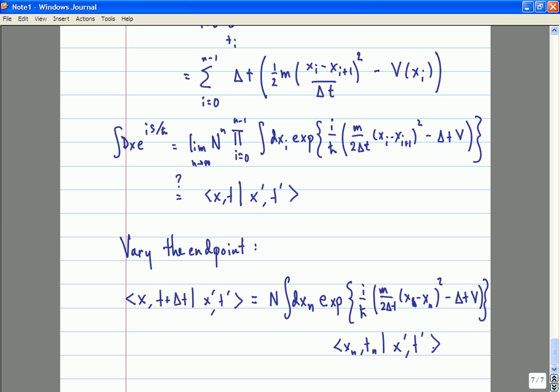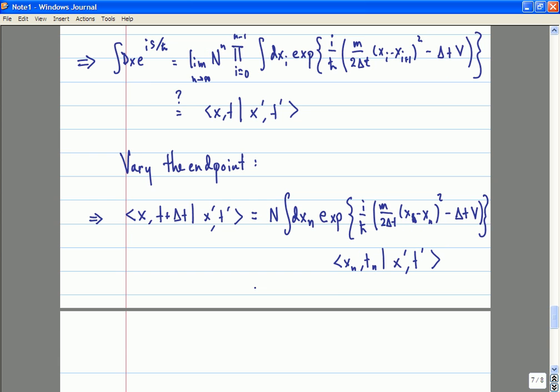So all I've done here is I've rewritten this expression up here with a slightly different endpoint, and notice that because I've added one more time interval, I need to add one more integral over some intermediate position, which would be x_n. And this should be equal to, in the limit where delta t is very small, 1 plus delta t times d by dt of the propagator x of t to x prime at t prime.